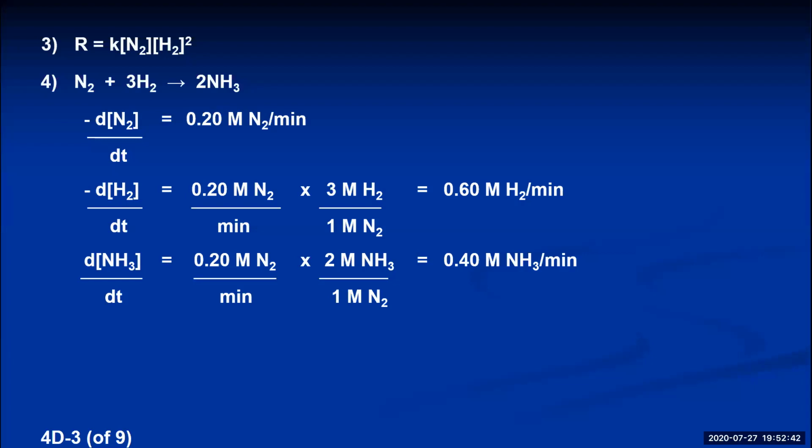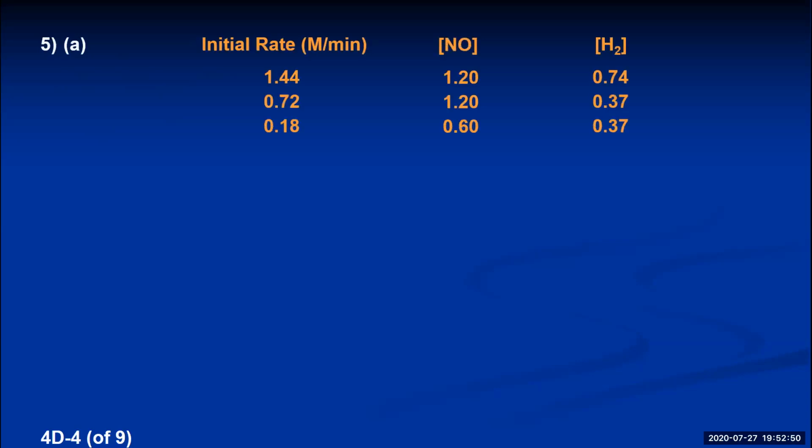Number 5, for the reaction 2NO plus H2 yields N2O plus H2O, the following data was given and collected at the same temperature. This is going to be data for the initial rate of disappearance of NO, and then the concentrations initially of the NO and the H2, and there's 3 different trials. A says, what is the rate expression for this reaction, which is another way of saying what is the rate law.